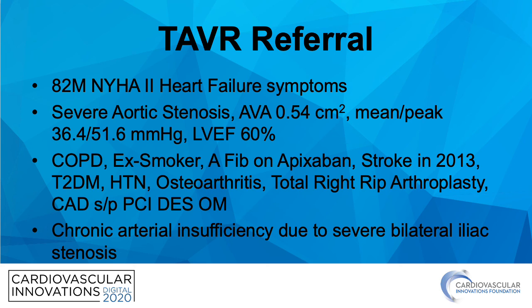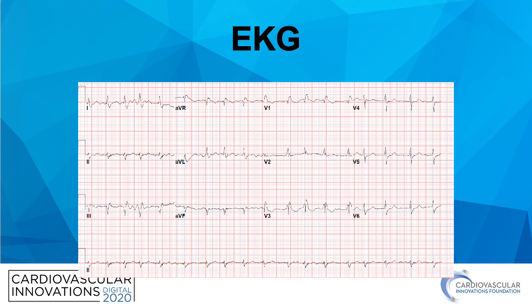He had a stroke in 2013, diabetes, hypertension, osteoarthritis, a total right hip arthroplasty, and CAD with previous PCI with a DES to the obtuse marginal. He also had chronic arterial insufficiency due to severe bilateral iliac stenosis that would contraindicate his procedure on a regular basis. The EKG shows atrial fibrillation.